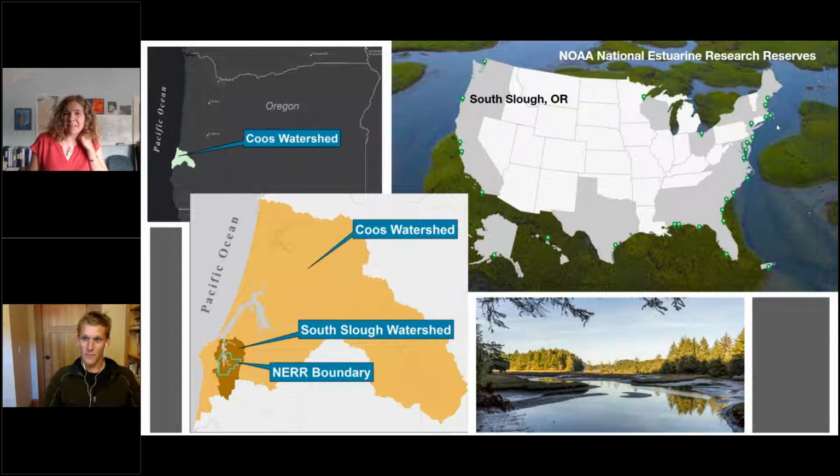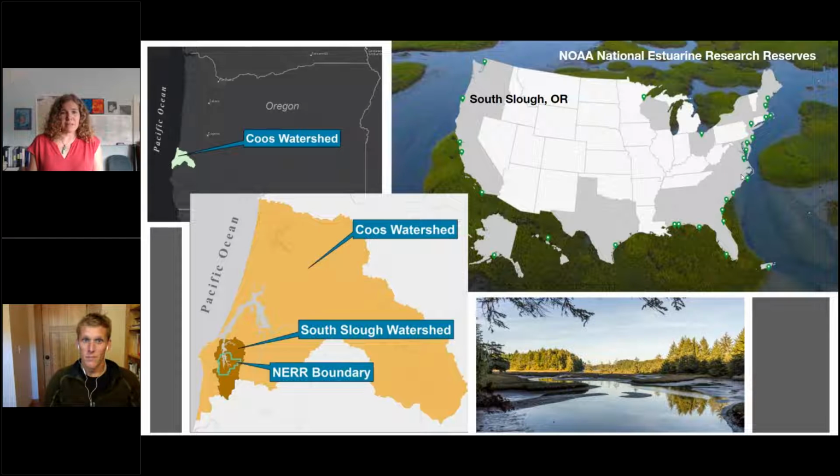All right. Thanks, Dave. So I'm just going to start by giving you all a quick intro to South Slough, including its geographical context, and then move into how this project got started. So the South Slough National Estuarine Research Reserve is in Oregon, and it's one of the 29 national estuarine research reserves around the nation. And the mission of the South Slough Reserve is to improve understanding and stewardship of Pacific Northwest estuaries and coastal watersheds.